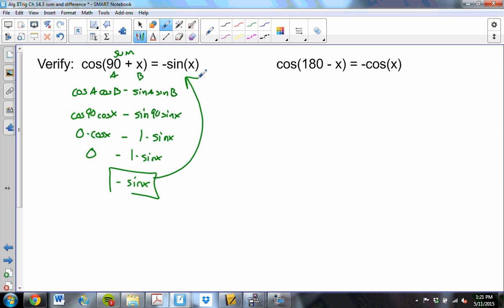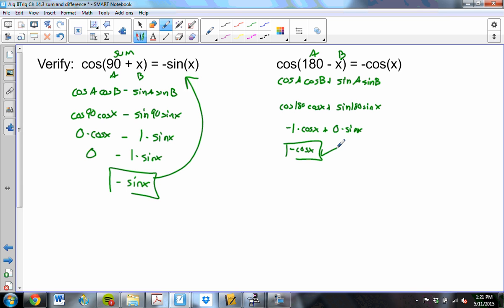Cosine of 180 minus x equals negative cosine x. Well, this is going to be cosine A cosine B plus sine A sine B, where that's my A and that's my B. So it's cosine 180 cosine x plus sine 180 sine x. Cosine of 180 is negative 1. Sine of 180 is 0. And you just get negative cosine x, which is there.